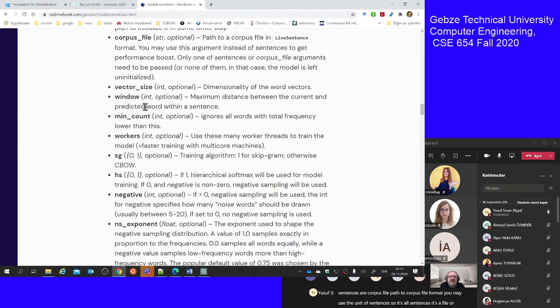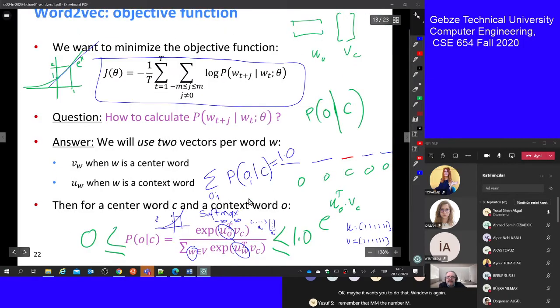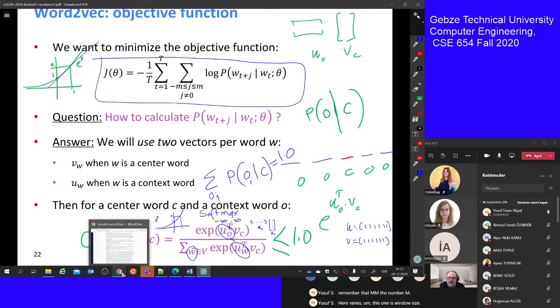Okay, we know it. Vector size we know, right? It is how large vectors do you want: 100 dimensional, 200 dimensional, 300 dimensional. Window is, again, remember that number m here. Where is m? This one is window size. Okay, now we know that too.